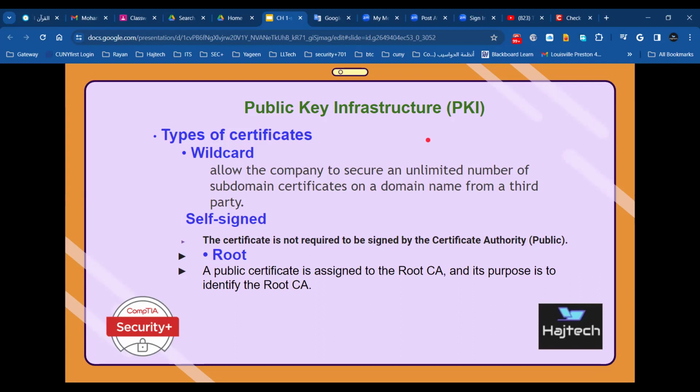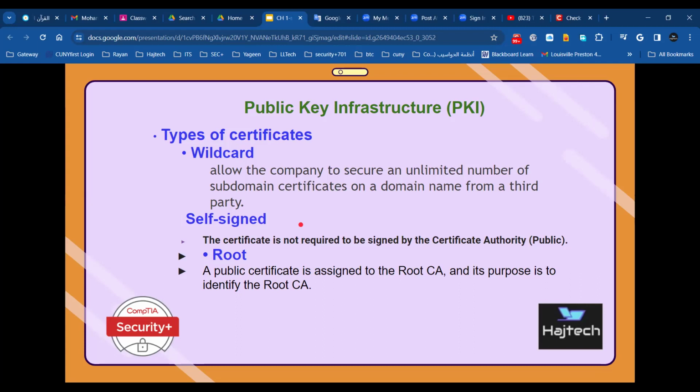ثانيا اننا self signing. طيب the certificate it's not required to be assigned by certificate authority. يعني self sign ده الشركة ممكن يعمل certificate بتاعه هو محلي بيستخدمه بس داخليا، فده ما بكون صادر من ال third party على certificate authority.